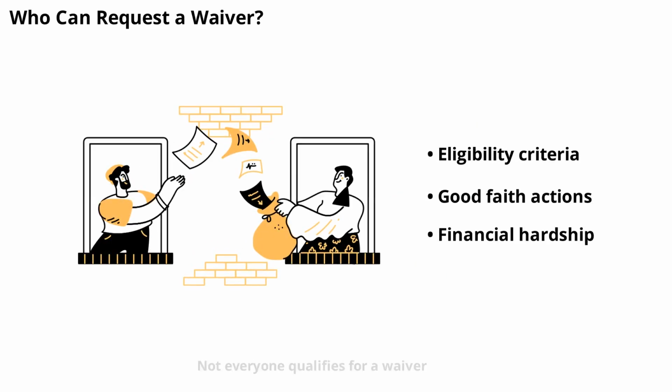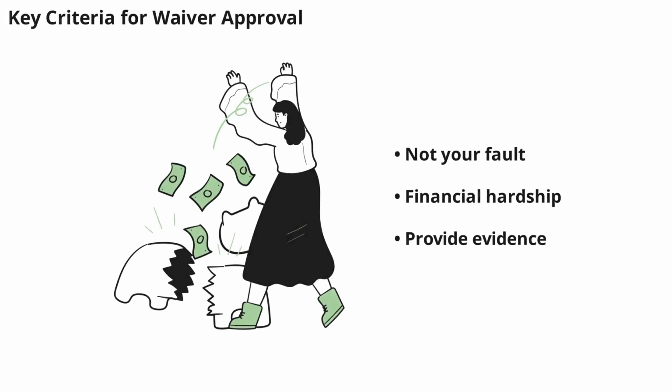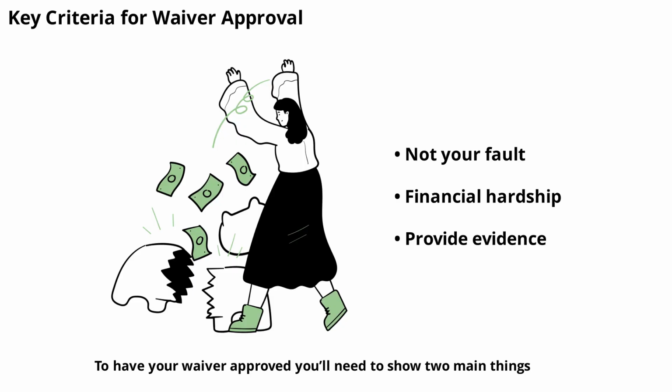Not everyone qualifies for a waiver, but if you believe the overpayment wasn't your fault and repaying it would create a financial burden, you may be eligible. The SSA will look at your income, expenses, and the circumstances that led to the overpayment. If you acted in good faith and the error wasn't due to your actions, you have a strong case for a waiver. To have your waiver approved, you'll need to show two main things.